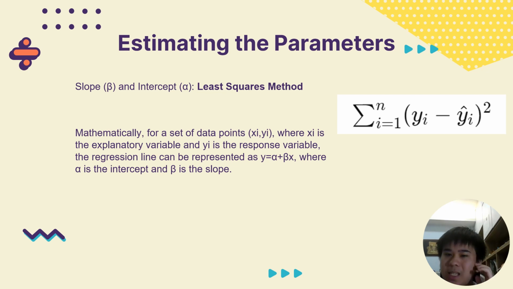Estimating parameters. This is the equation. We have the slope, which we'll denote with beta, and the intercept, which we'll denote with alpha. We'll be using the least squares method. Mathematically speaking, for a set of data points with x and y, where x1 is the explanatory variable and y1 is the response variable, the regression line can be represented as y equals alpha plus beta x, where alpha is the intercept and beta is the slope.